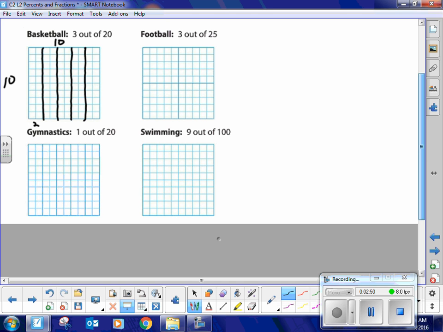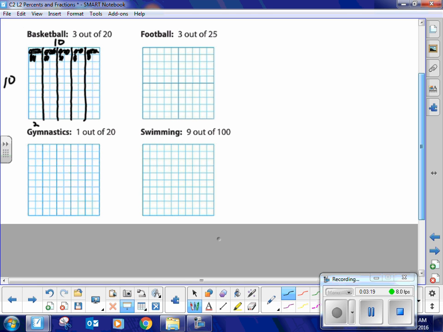Okay? Now it says 3 out of 20. So for every 20, there's 3 people that like baseball. So you just fill in 3 out of 20. And you do it again here, 3 out of 20. Okay? And again here, 3 out of 20. And then 3 out of 20. If you want to do it up top, wherever, you want to randomly shade in 3 different boxes, however you want to do it, right?